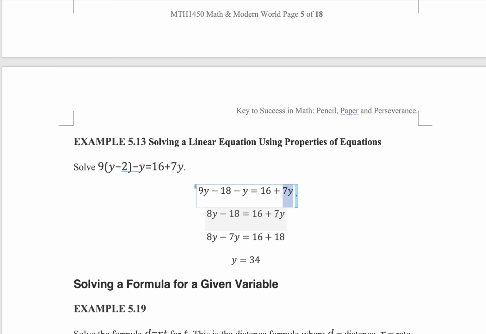To move the 7y to the left, you may also change the addition to subtraction. But if we use the addition principle, we should say it more precisely. I'm adding the term negative 7y to both sides, left side and right side. And certainly on the right side, the 7y is cancelled. And in the end, we find the solution for y.